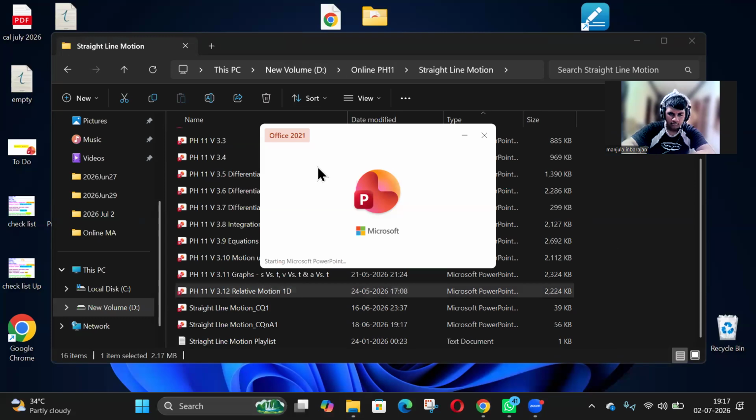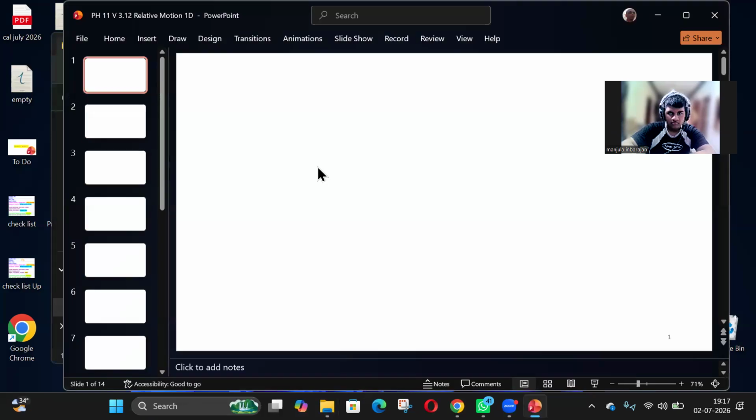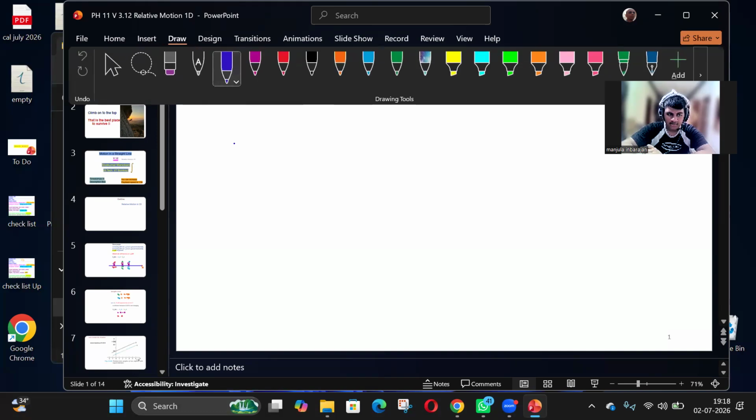Usually we'll consider the frames which are at rest or in uniform motion. You know what uniform motion is, right? What is uniform motion? It's moving with constant velocity.